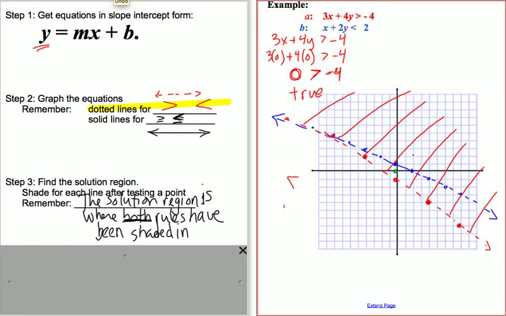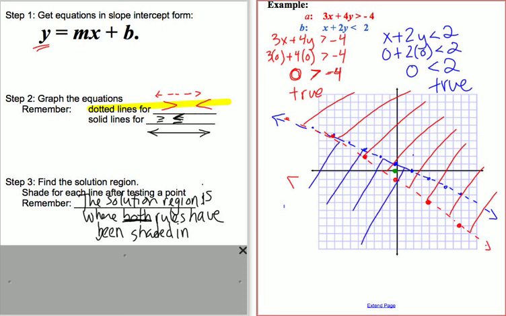So now I have to do the same thing with blue. I'm going to take my blue equation, and I'm going to plug in 0, 0 again, but now into this rule, and test if it's true. 0 less than 2. This is also true. So now my blue is going to shade towards the 0, 0. Remember, that's the green dot here in the middle of my graph. So the blue line is going to shade below. This is the blue solution region.